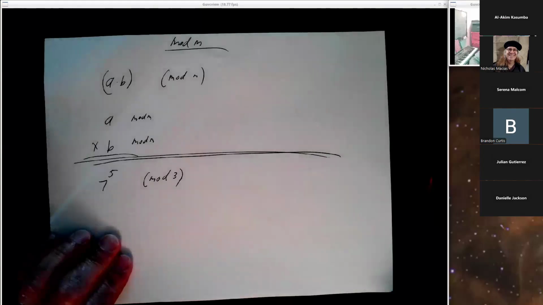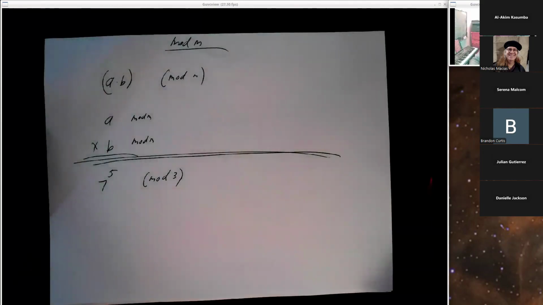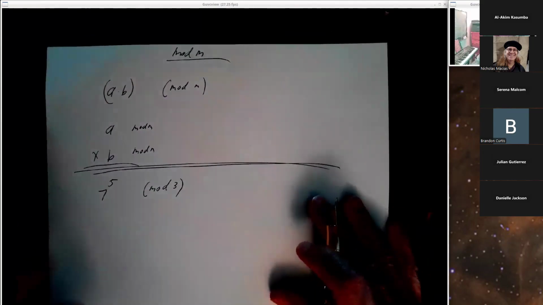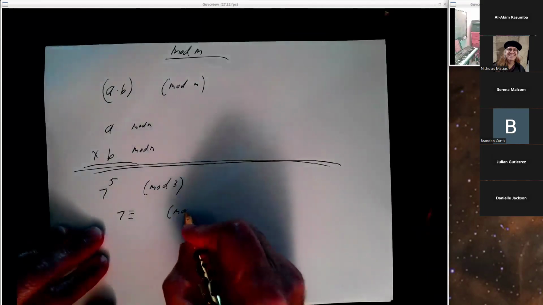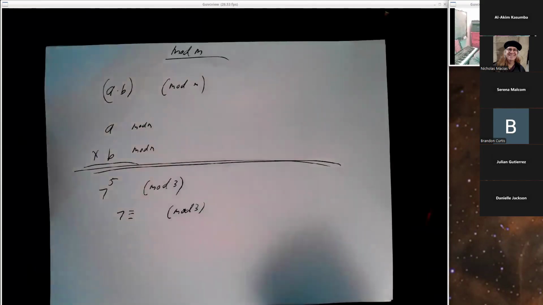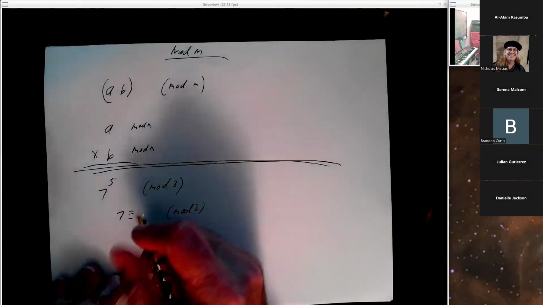I could multiply 7 by itself 5 times and then divide by 3 and see what the remainder is. But I could also make the following observation. What is 7 congruent to modulo 3? 7 goes in twice with a remainder of 1, correct? So this is congruent to 1.